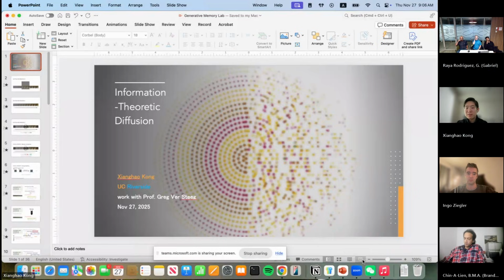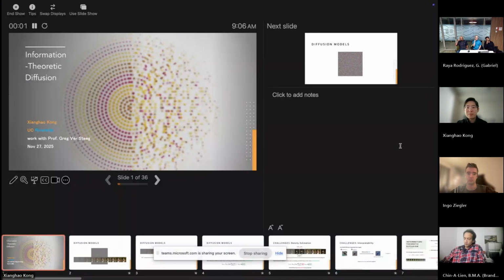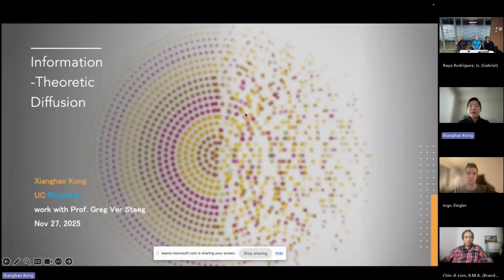Okay. So can you see the slides? Oh, you need to switch the swap displays so you can see. Okay, how about now? Great. Okay, sounds good.